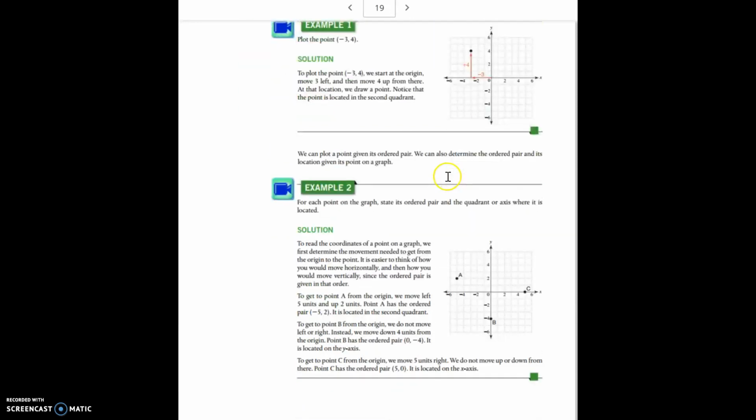In math, going to the right is positive, going to the left is negative, going up is positive, and going down is negative. All right, so if you look at this graph, someone's already graphed it. So for A, we would go back 5 and up 2, so that'd be (-5, 2), and notice that's in quadrant 2 because we would start here, so that's quadrant 2.